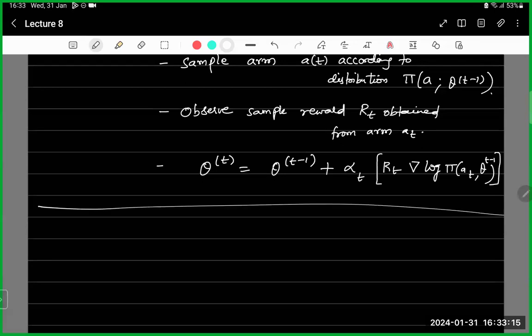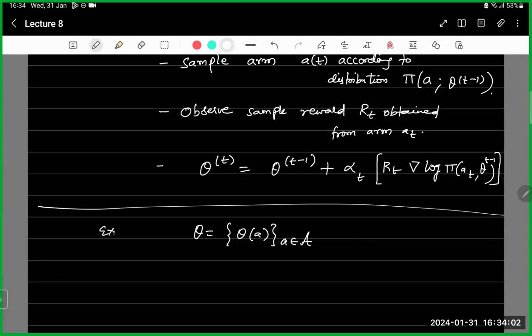This is for any parameterized policy, I can do this. How I choose my pi of theta is up to me, right? Depending on your pi of theta, you'll get the exact update rule because the gradient depends on the form of pi of theta. So one popular pi of theta which is used is this. Let's say you have a parameter for each arm, theta of A. Let's say you have a finite number of arms. If you have a continuous set of arms, you can use maybe some continuous function of theta for your pi.